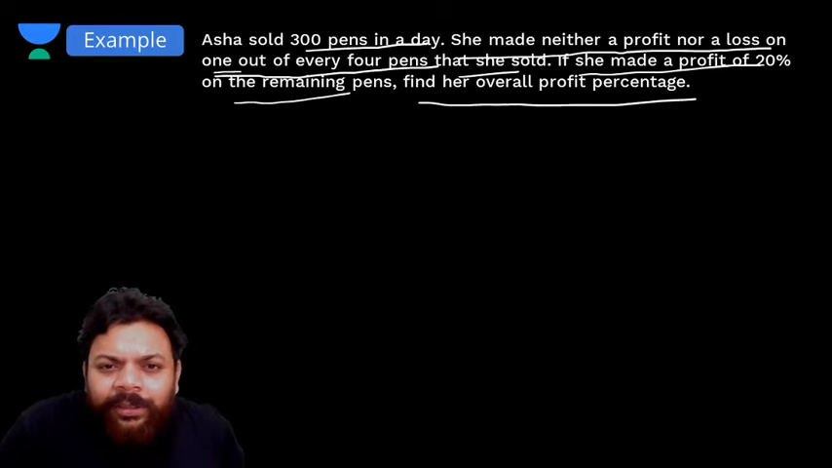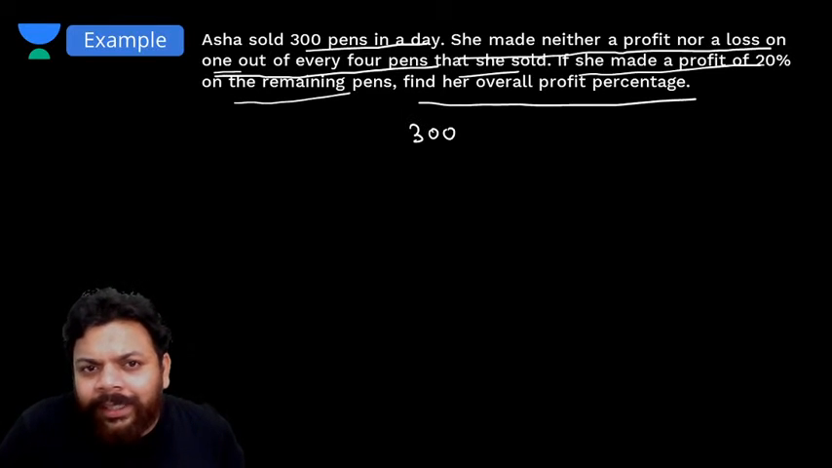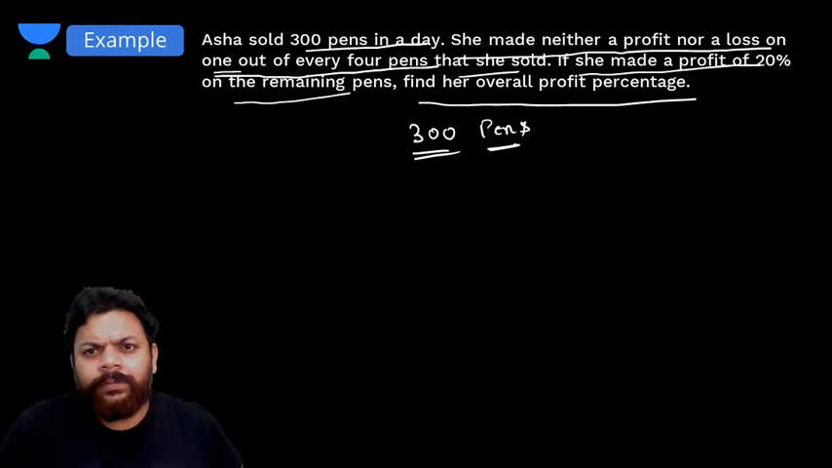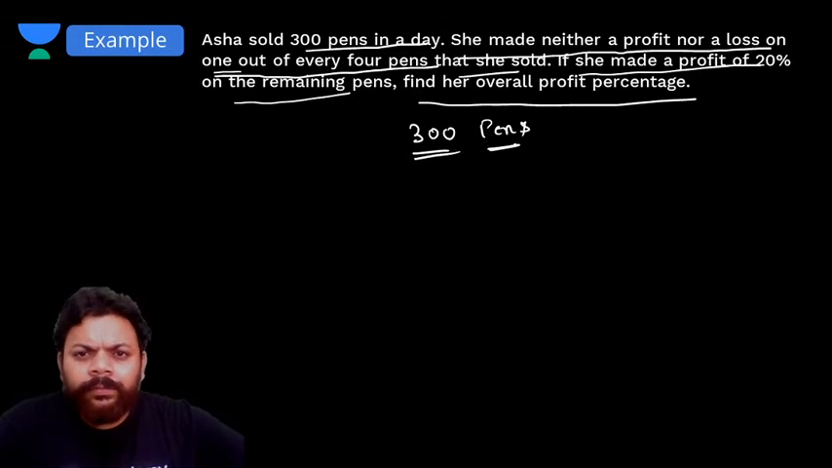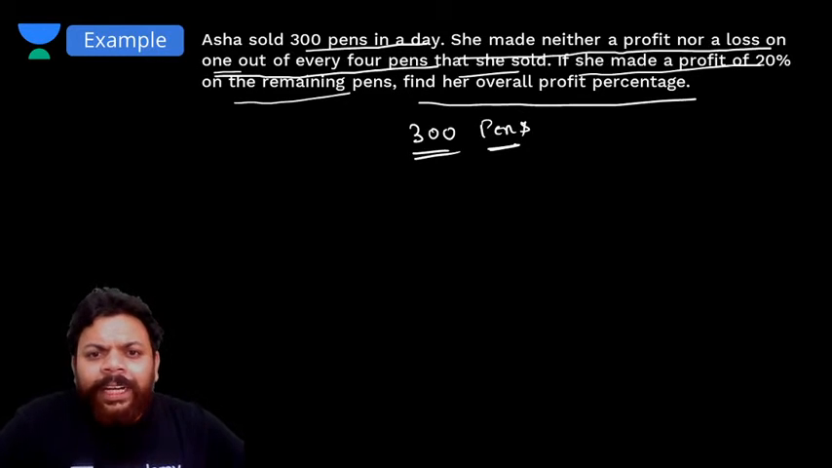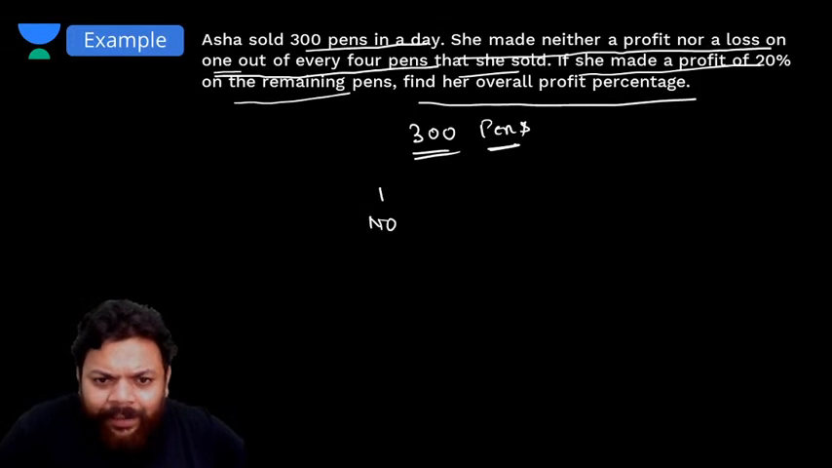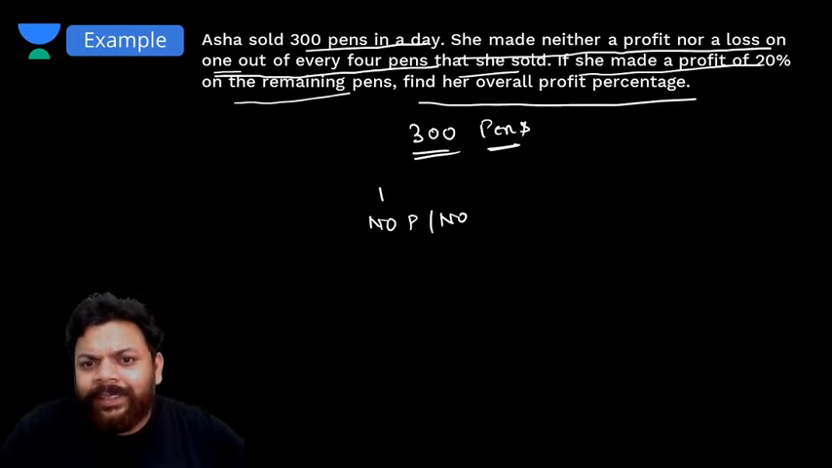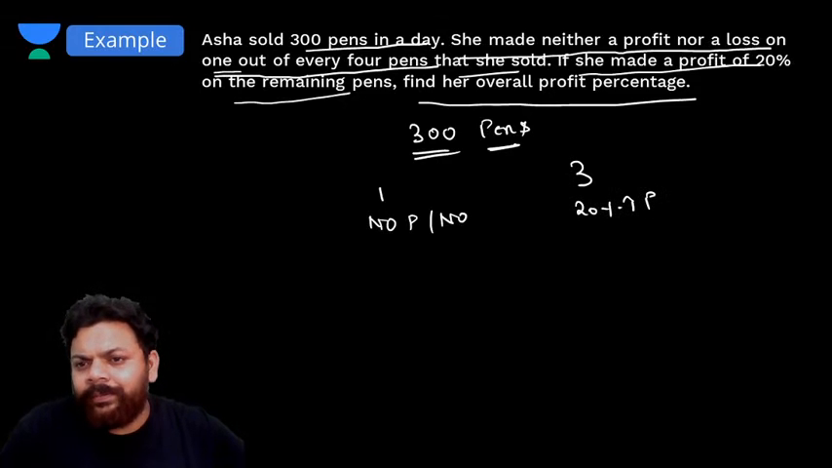So just try to think, out of 300 pens, 1 out of 4, that means one she's selling for no profit, no loss, and the remaining 3 with the profit of 20%.